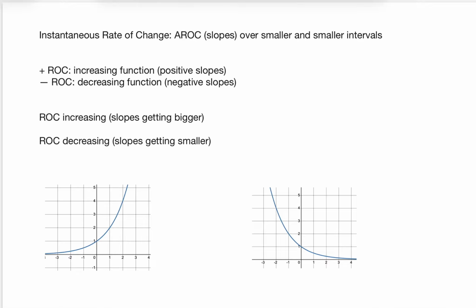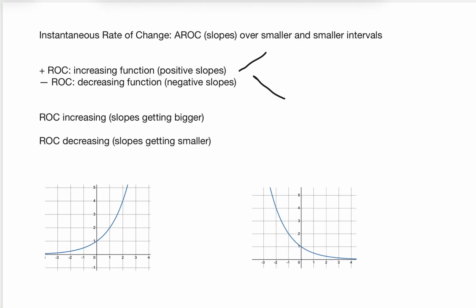And so what we're looking at is if we have a positive rate of change. A positive rate of change means that the function is increasing. So you can think of a positive slope. If our line is going upwards, we have a positive rate of change. If our rate of change is negative, that means our function is decreasing. So we have a negative slope. Then if we say the rate of change is increasing, now we're not talking about the function, we're talking about the rate of change. So the slopes are getting bigger.